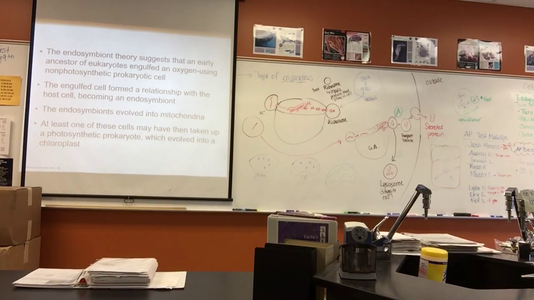The endosymbiont theory suggests that an early ancestor of eukaryotes engulfed an oxygen-using non-photosynthetic prokaryotic cell. Oxygen-using, that's the mitochondria, non-photosynthetic, can't do photosynthesis. Prokaryotic cell doesn't have a nucleus. The engulfed cell formed a relationship with the host cell, becoming an endosymbiont. The endosymbionts evolved into mitochondria, and at least one of these cells may have taken up a photosynthetic prokaryote, which evolved into a chloroplast. I'll explain that here in a picture.